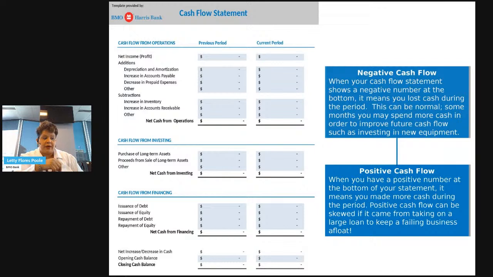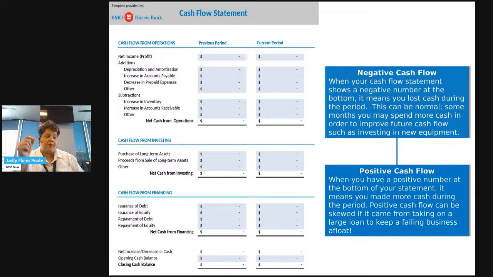These are all working documents, so you want to make sure that you keep a running total of what's happening within each category. For example, net income. These are your additions: depreciation and amortization, increase in your accounts payable, decrease in prepaid expenses. You're going to subtract increase in inventory and increase in accounts receivable. Again, we'll show you your accounts payable and accounts receivable, how that looks, because most businesses have some type of accounts receivable and accounts payable as well. And this is going to be your net cash from operations. That's the top part of your cash flow statement.